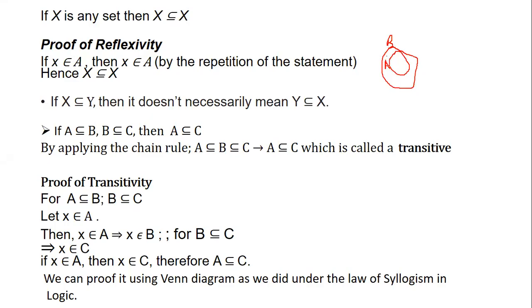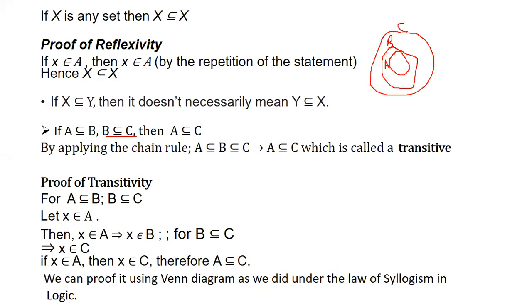Is that okay? And B is a subset of C also means B is also inside what? The C. And this is our B. And this B must be inside the C. So this is our C.